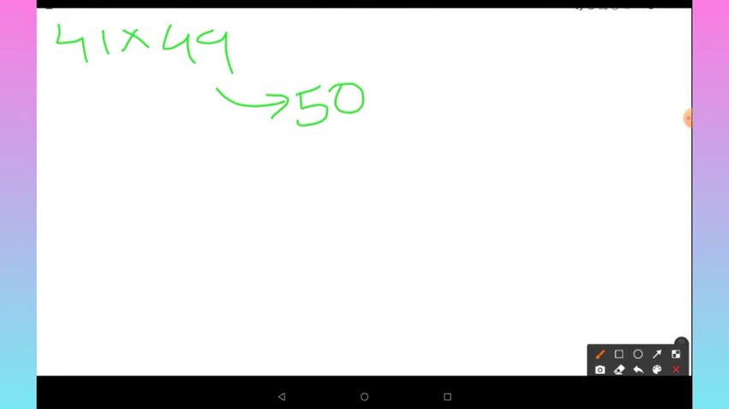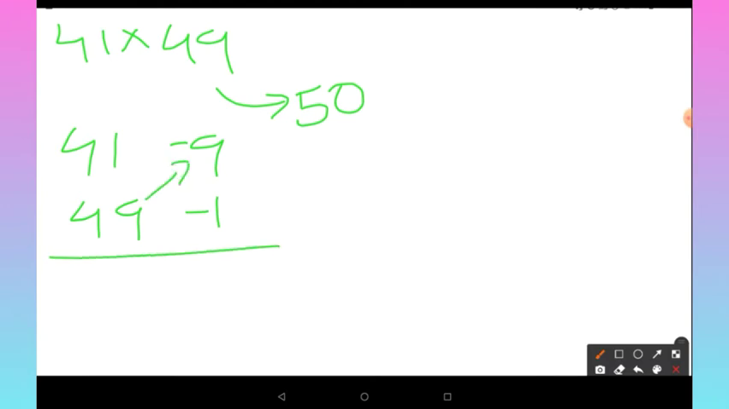Now, as we have discussed in the previous case, we can represent each as a number and a deviation. What is the deviation of 41 from 50? It is minus 9. Now for 49, what is the deviation? It is minus 1. Now the same method, whichever you are comfortable with, either this plus this or that plus that. I am going with 49 minus 9. So you got 40, and minus 9 into minus 1, you will get 9.